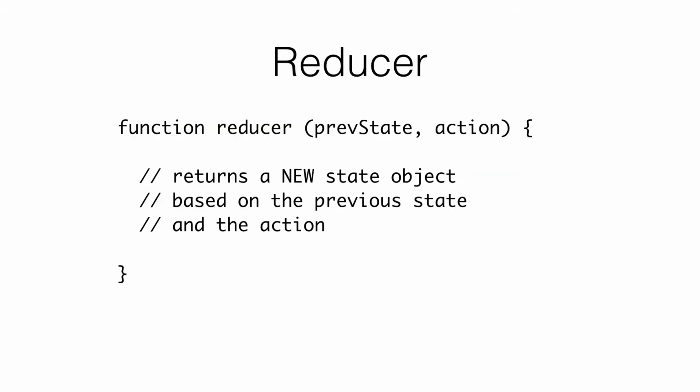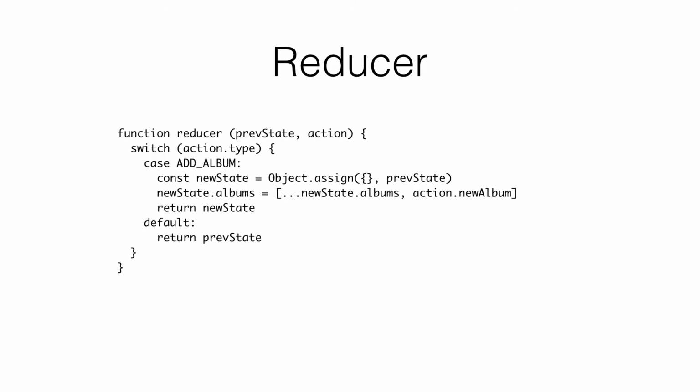Basically all reducers look something like this. A reducer, like the callback in array prototype reduce, takes the previous state, or if you like the current state, and an action, and it returns the next state, what the next state should be. So in order to support our add album action, we might make a reducer like this, where we look at the action's type, and Redux complains if actions don't have a type, so you can safely assume that all actions will have a type.